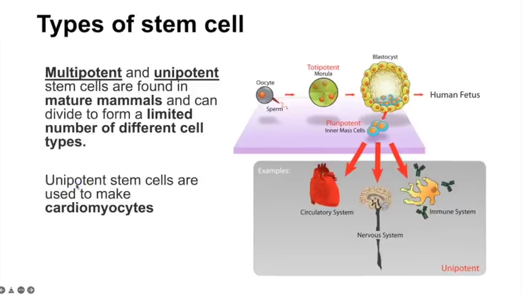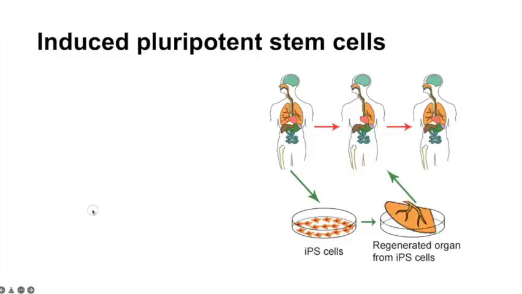The multipotent and unipotent stem cells are found in mature mammals, so adult cells, and can divide to form only a limited number of different cells. Unipotent can only become one type of cell. Multipotent is a very limited number. So the bone marrow is multipotent stem cells. It can only make blood cells, for example. And unipotent stem cells, an example, is making cardiomyocytes.